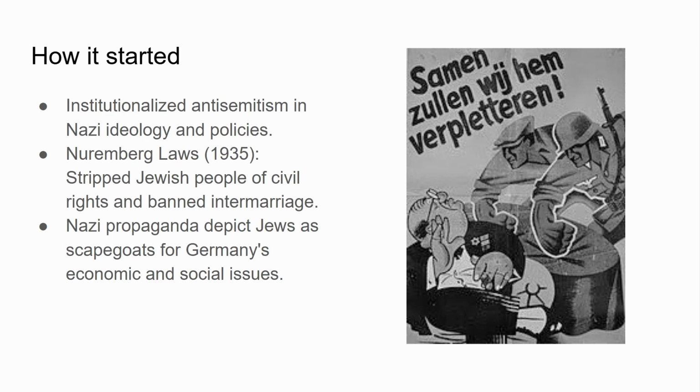Nazi propaganda depicted Jews as scapegoats for Germany's economic and social issues. They depicted them as evil demons and egotistical, like just millionaires that were there to take their money. Hitler made the people see them as the main reason why Germany was in such a massive economic crisis and the reason why they lost the war. Next slide.